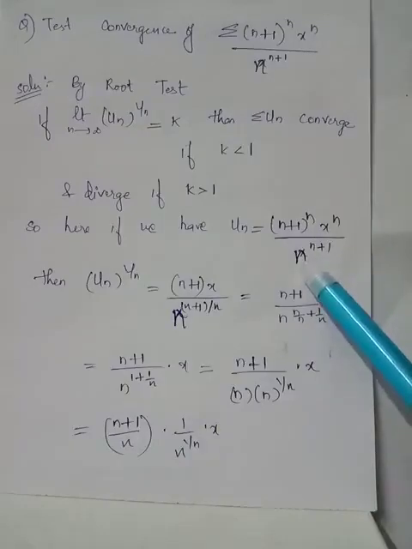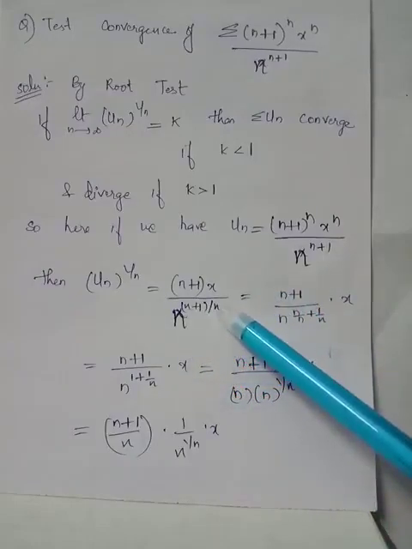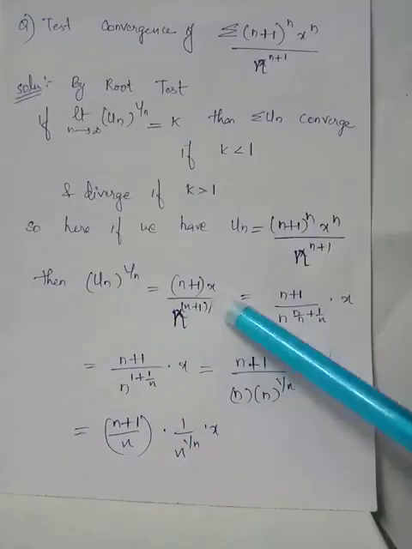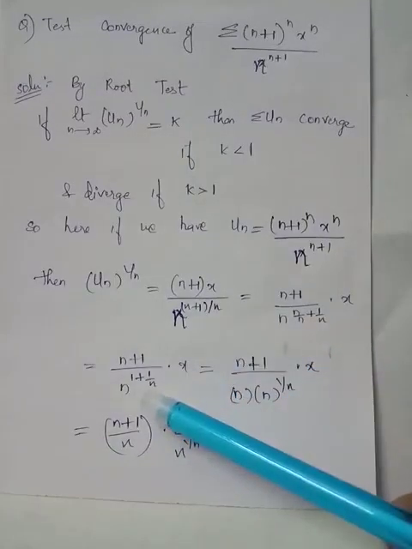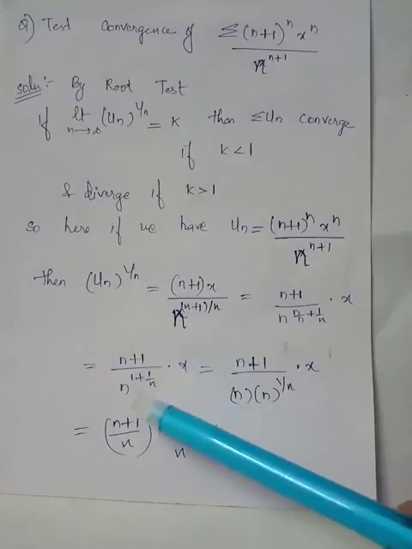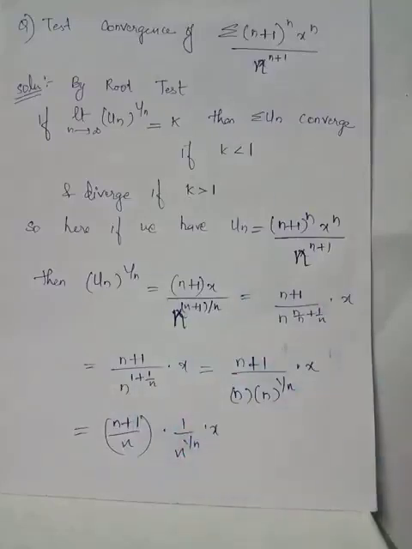Regarding the denominator, n raised to n plus 1, when raised to the power 1 by n, it becomes n raised to (n plus 1) divided by n, which can be written as n raised to 1 plus 1 by n. n divided by n becomes 1, 1 by n is written as it is. Now, here we apply the exponential law. x raised to n plus m can be written as x raised to n into x raised to m. Therefore, n raised to 1 plus 1 by n can be written as n raised to 1 into n raised to 1 by n. We group the terms which do not have n as their power. Therefore, we grouped (n plus 1) by n. The remaining terms are 1 by n raised to 1 by n, and x.